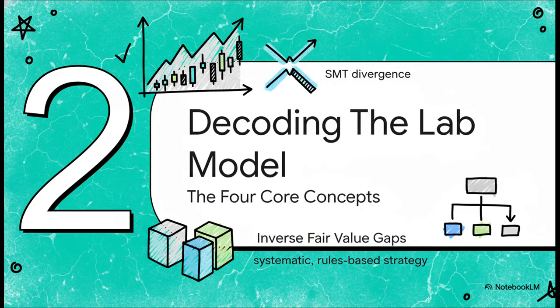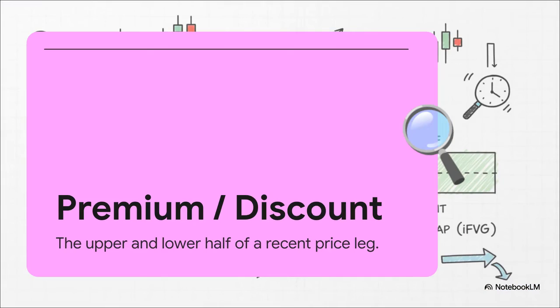Okay, before we can actually build the strategy, we've got to learn the language. Think of these as the building blocks. So let's unpack the core concepts that this whole model is built on. First up, we have premium and discount. This is a really simple, but honestly, a super powerful way to look at the market. All you do is take a recent price move, find the halfway point, and boom. Anything above that is premium. Think of it as expensive. Anything below is discount. That's your cheap zone.